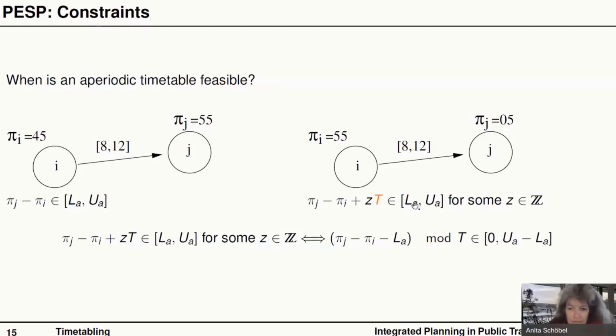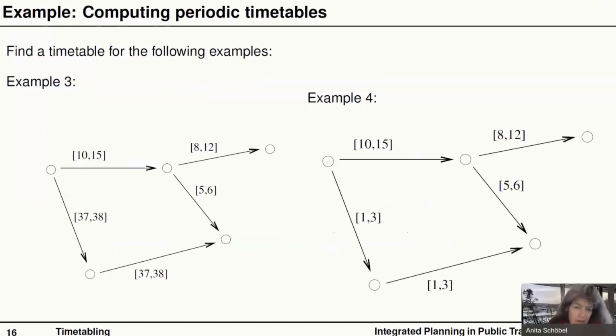So we allow an integer multiple of the period to be added here. And if and only if this is true, then we end up in this interval here. So if and only if we find such an integer such that we end up in this interval, then we are feasible. And this is the same as taking a modulo operation. That sounds a bit abstract, but we can again look at an example.